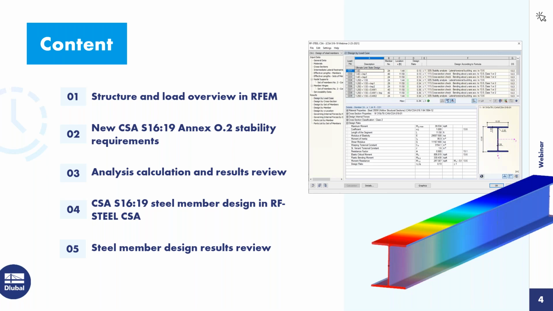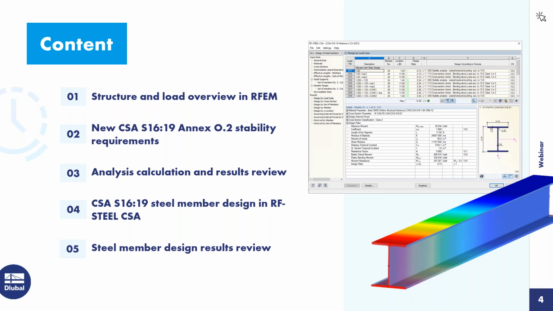So to cover the content that we'll be going through over the next hour today, we'll first begin in our main finite element analysis program, RFEM. And I've taken the liberty today, for the sake of time, to fully model our steel structure as well as load it. So we'll give a quick overview of that directly within the program. Then I want to move on to the new Annex O.2 stability requirements that were recently added to the CSA S16 2019 standard. So this will have a lot of impact with our analysis that we'll be going through step by step in quite a bit of detail and applying these requirements directly within RFEM.